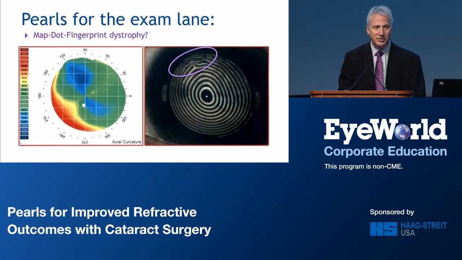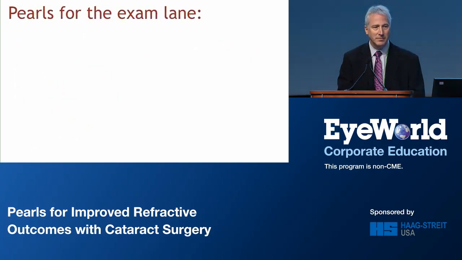And as it turns out, this could be map-dot-fingerprint dystrophy, so we look at that and correlate our exam to it. Or it could be trauma-related. It turns out it was trauma-related in this instance.